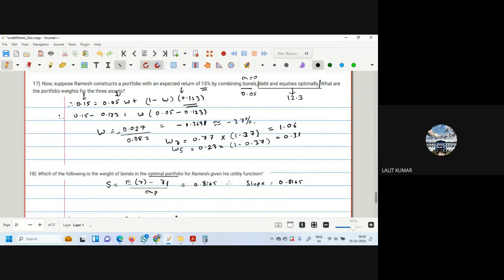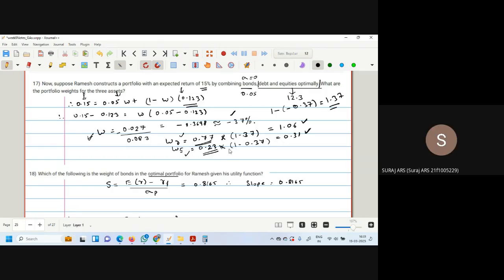So here you put 0.123, which is the combined return of debt and equity. You find the W. So W will come for the risk-free, and 1 minus W will come. So 1 minus W, for example, will come 1.37. This has come in negative. So you do 1 minus minus 0.37. It will become 1.37. And we had found the weights of debt and equity, which were 0.77 and 0.23. You multiply by this. Now you get the new weights for the portfolio consisting of three assets. Is this okay? Or shall I cover the steps again?